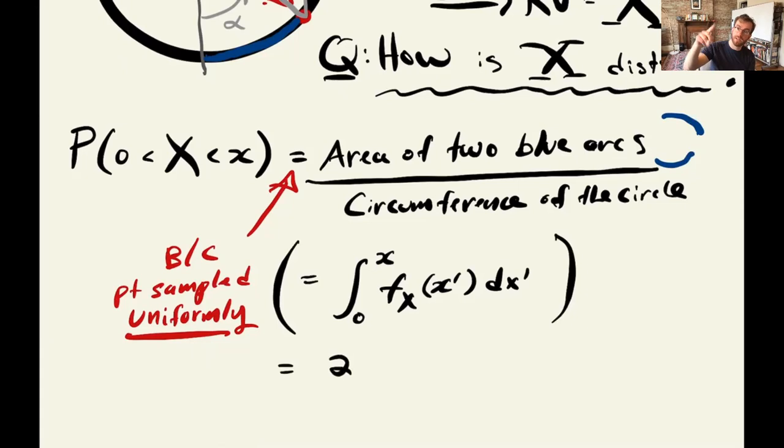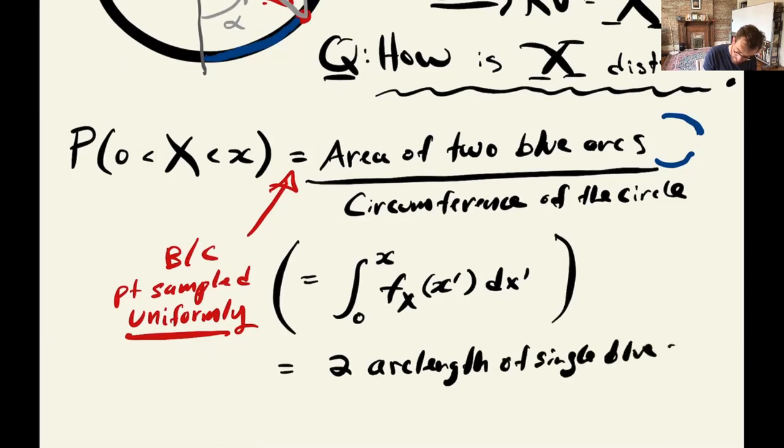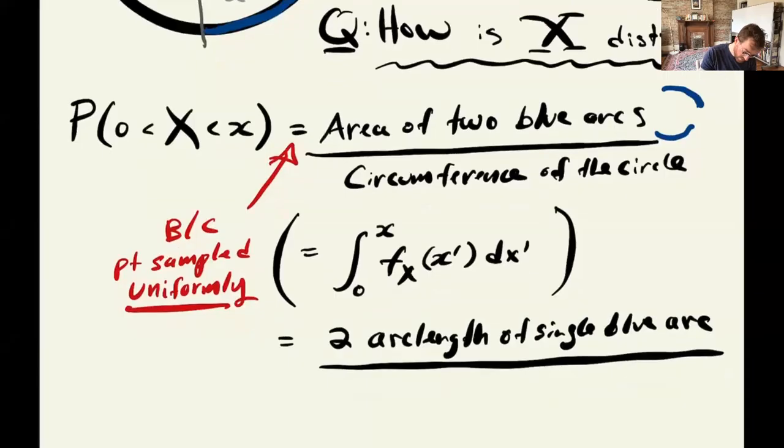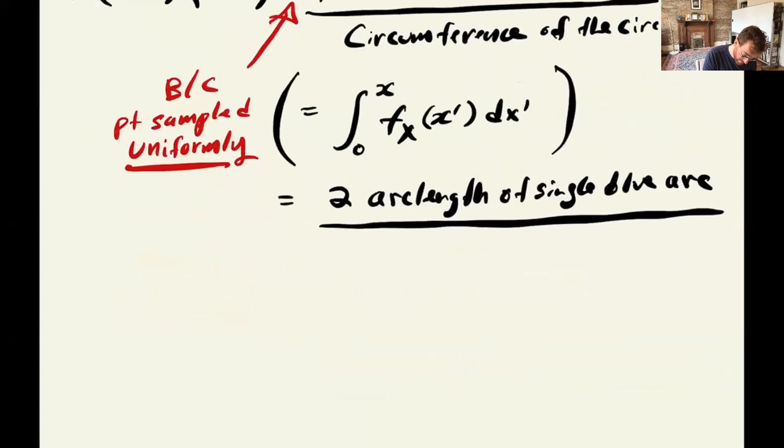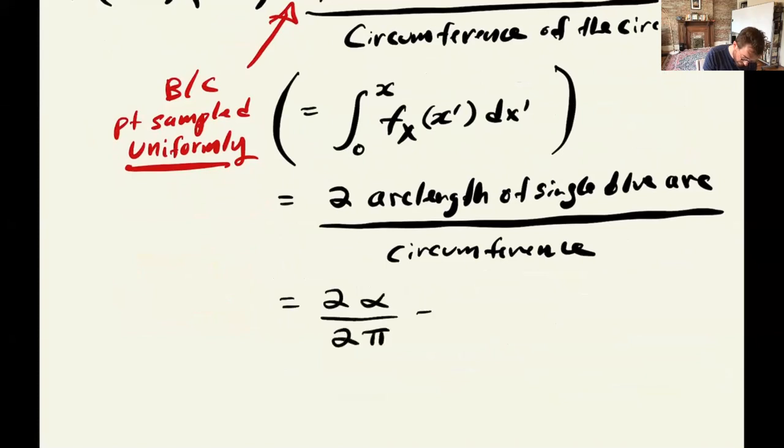If we're measuring in radians and we're looking at a unit circle, this is going to be 2 times the arc length of a single blue arc divided by the circumference, which we know is 2 pi. So writing out the formulas for it, it's 2 alpha over 2 pi. So we actually end up getting alpha over pi.